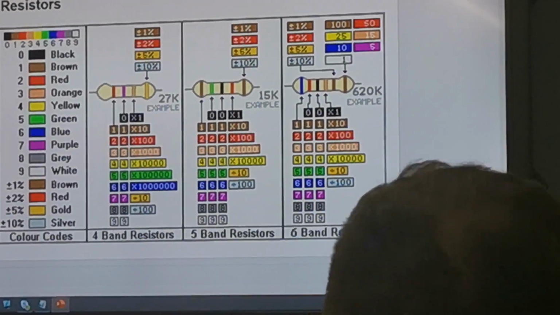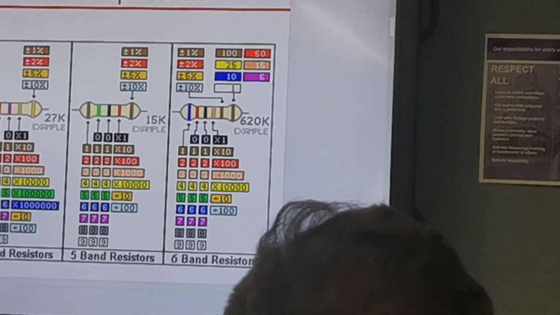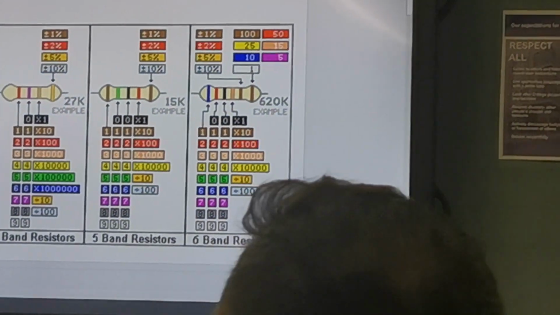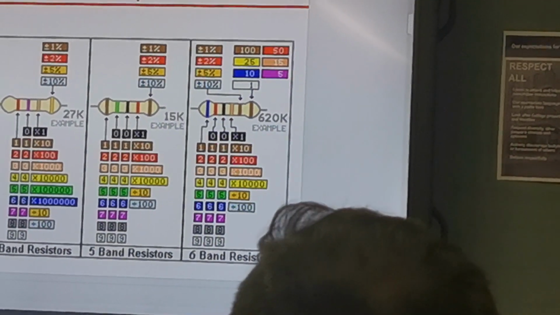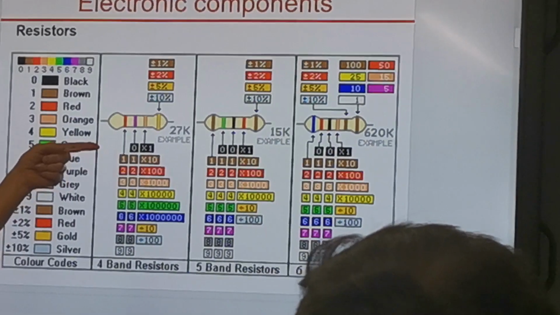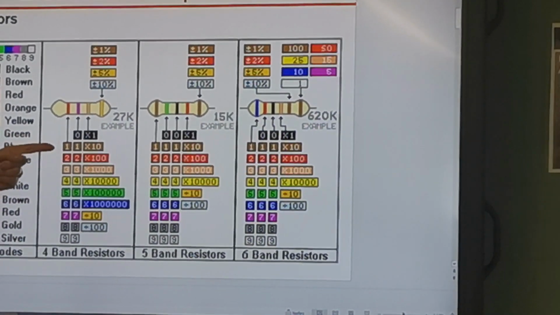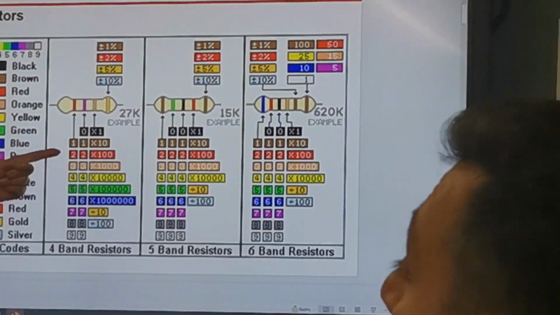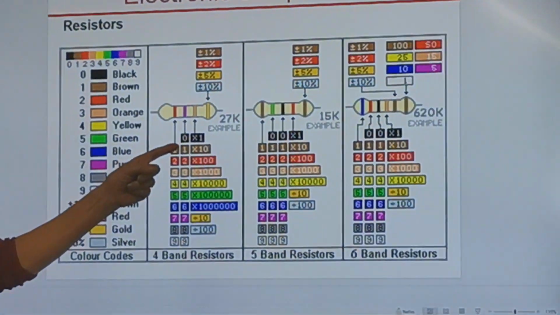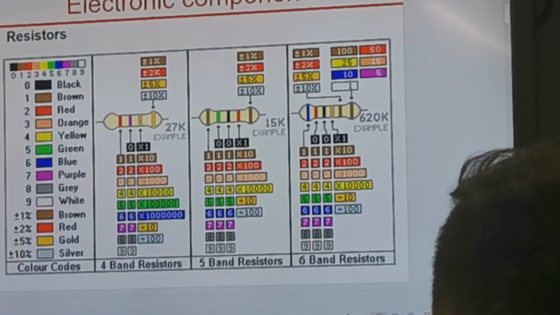What's it dividing there? That's the value. If it's in the first position, it's 1. If it's in the second position, it's 1. And if it's the colour band in the third position, it's times 10.